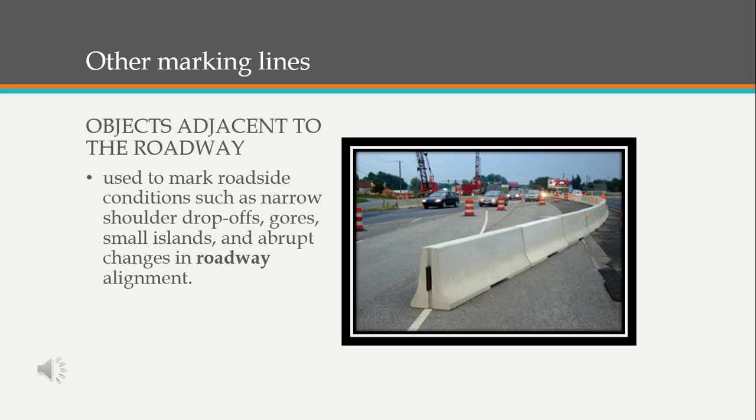Other marking lines: objects adjacent to the roadway, used to mark roadside conditions such as narrow shoulder drop-offs, gorges, small islands, and abrupt changes in roadway alignment.